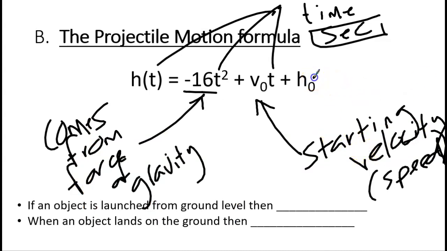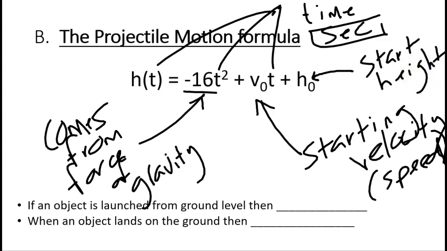So, lastly, we have this, and that's our starting height. Now, notice that that little h has a little 0 next to it, and so does the v over here. In physics and in mathematics, a lot of times when we put a little 0 next to a letter, that means it's the starting amount. So this is the starting velocity, and this is the starting height. So in other words, how high up were you when you launched the object?